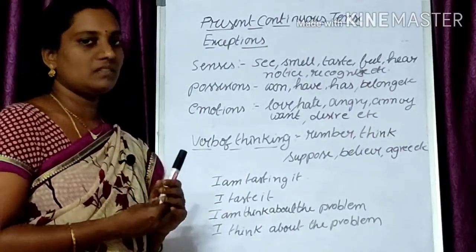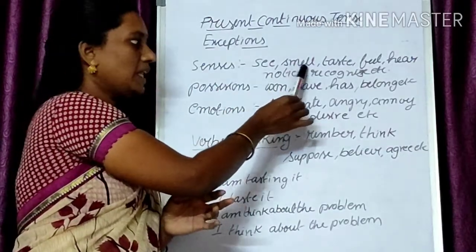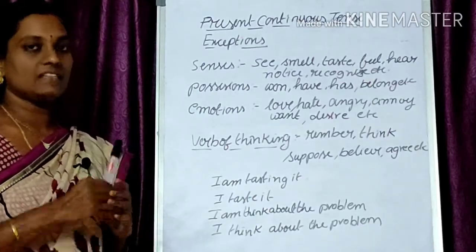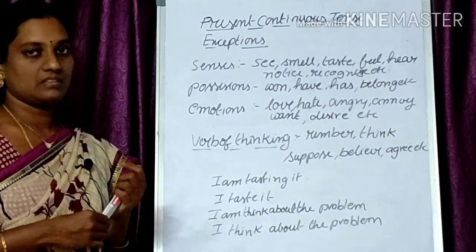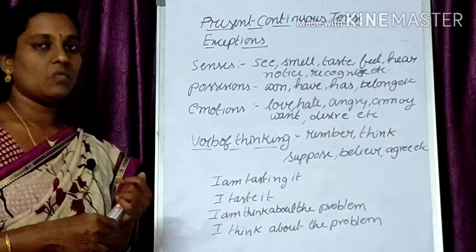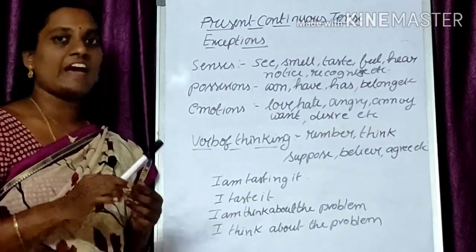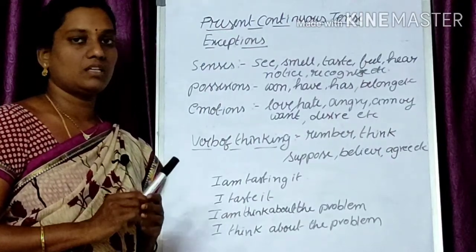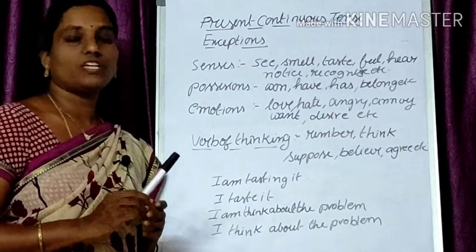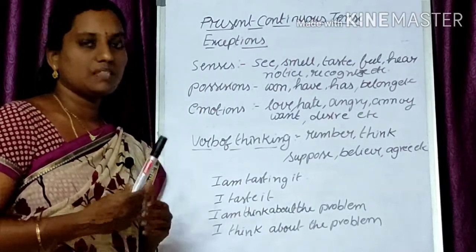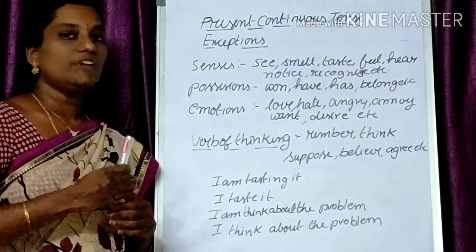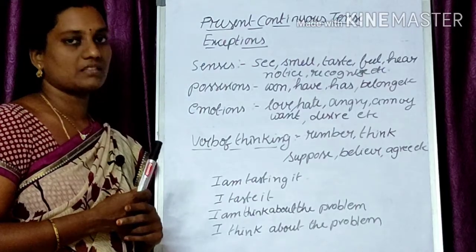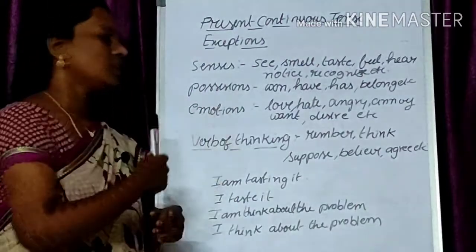Senses, what are the senses? See, smell, taste, feel, hear, notice, recognize, etc. These are the senses. So we know about the five senses. Now what we do with the five senses should not have the ing form. We can't say seeing, we can say looking. We can't say hearing, we can say listening. So there are some other words which we can do with ing form other than see, smell, taste, feel, hear, etc.